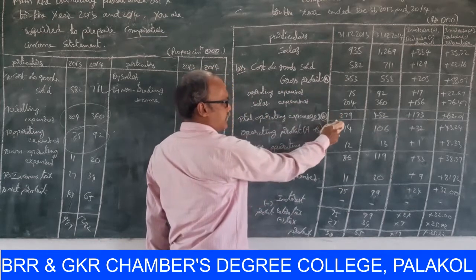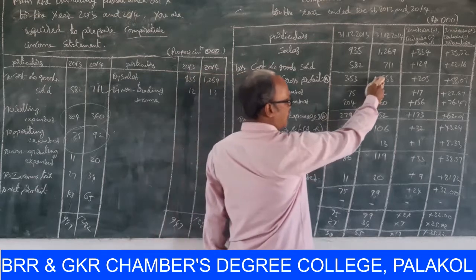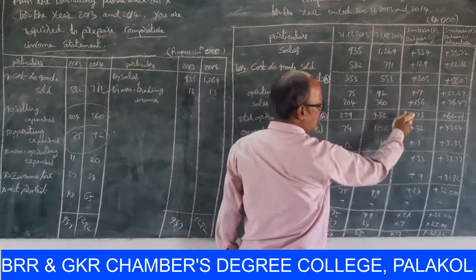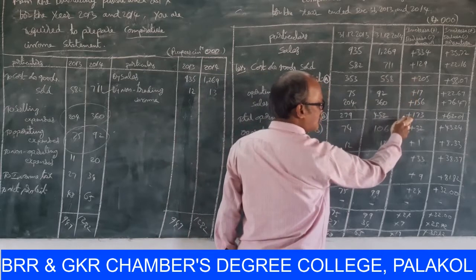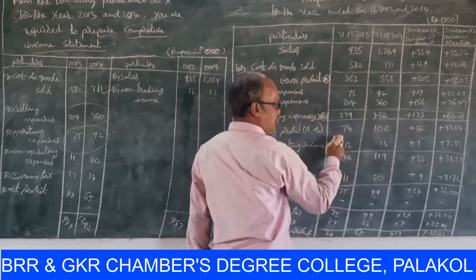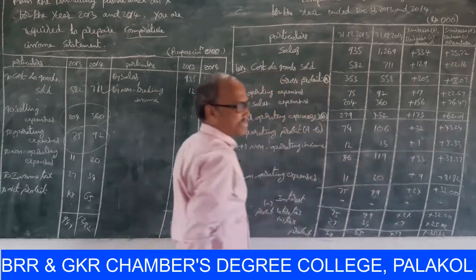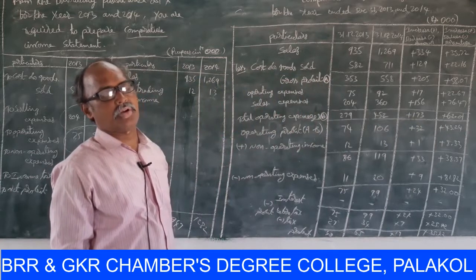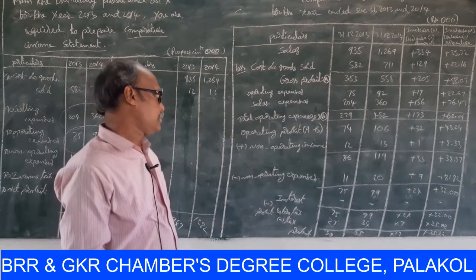353 minus 279, 74. 558 minus 452, 106. 106 minus 74, 32. 32 by 74 into 100. So, how much is the percentage? 43.25%. The operating profit is increased here.